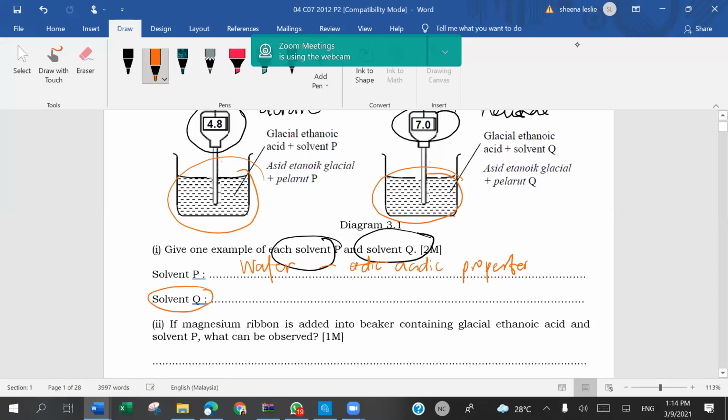Okay, now what do you think is solvent Q? There are no acidic properties at all here. What do you think is solvent Q? Organic solvent. Okay, very good. It must be an organic solvent. And I mentioned in this morning's class, you must have some organic solvent that you have already memorized. Give me one example of an organic solvent that you have memorized. Benzene. Okay, tetrachloromethane. Okay, methylbenzene.